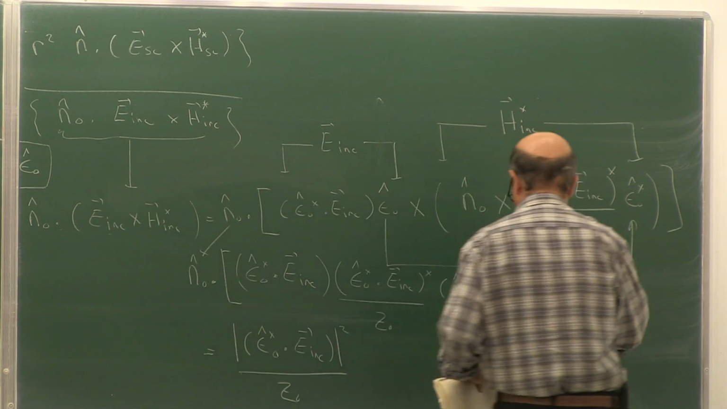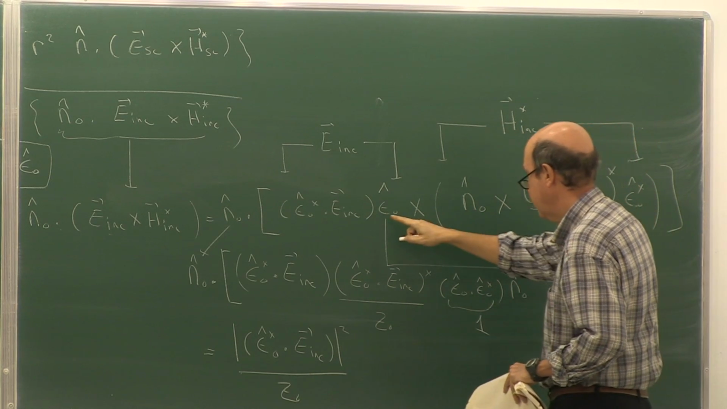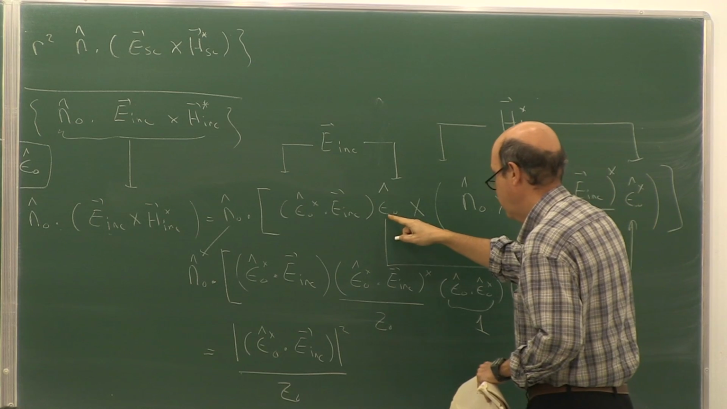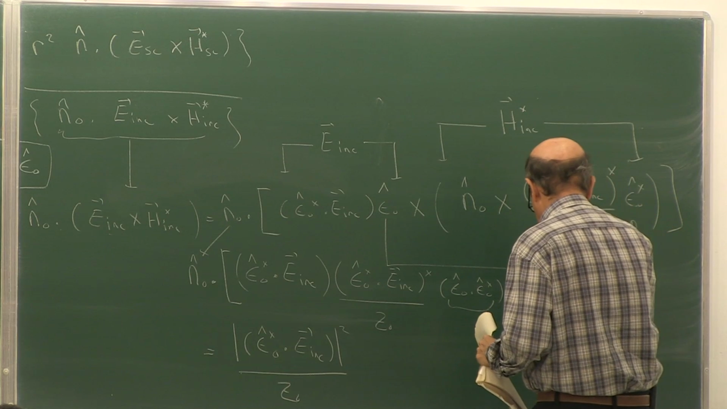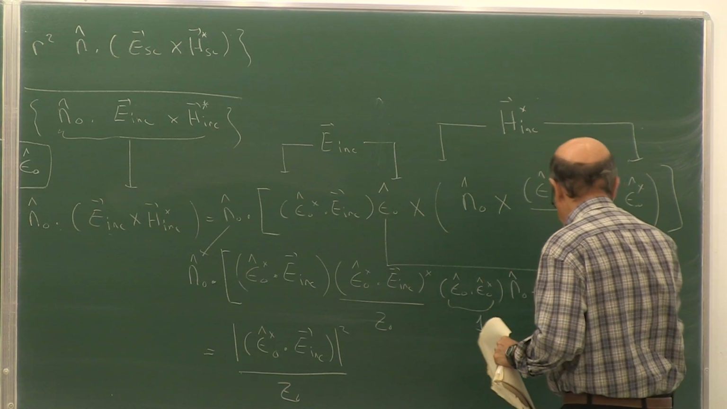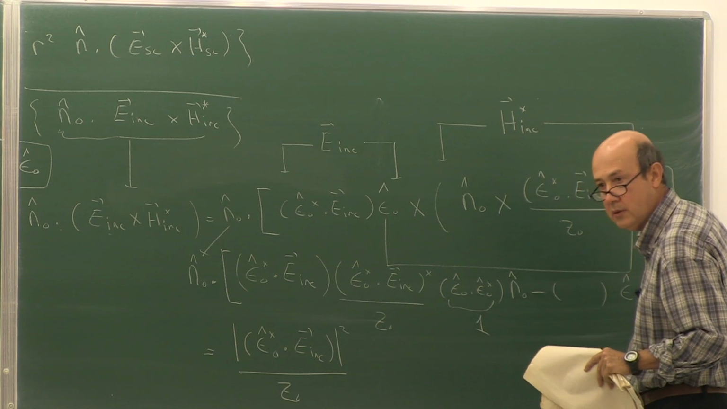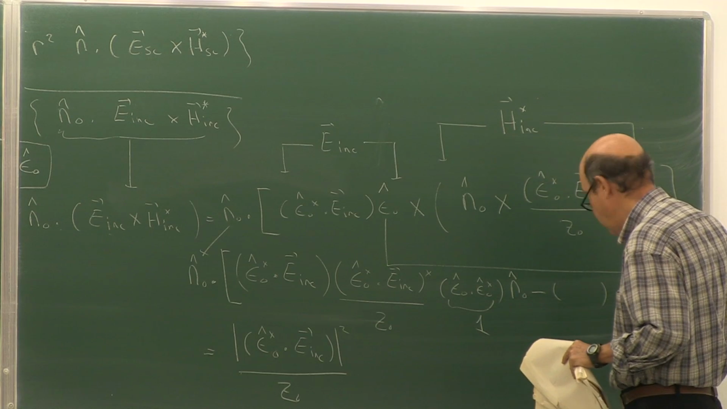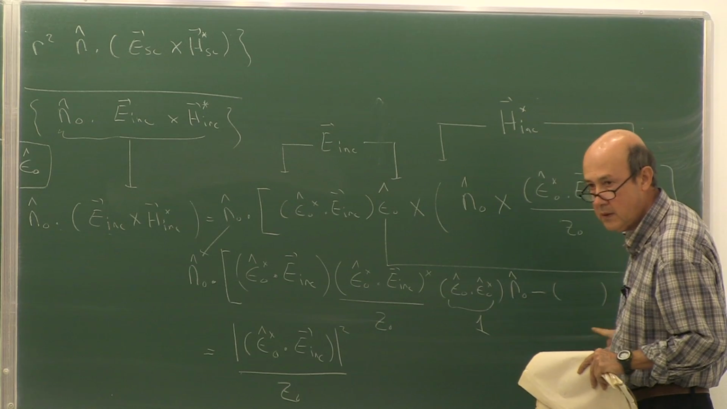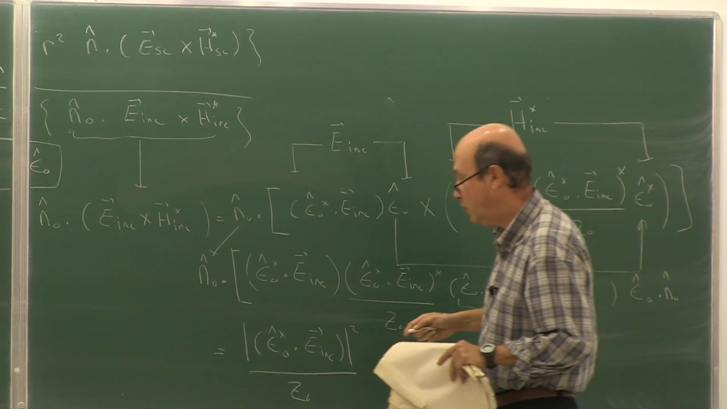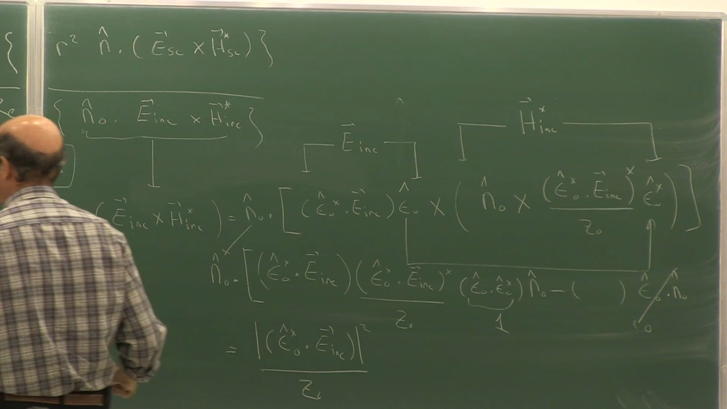And if you look at the other term here, if you call these A, B, and C, that is nothing but A dot C along B. And if you look at the other term, you have something there, but you have epsilon 0 dot N0. What is epsilon 0 dot N0? It is 0, because this is the polarization of the incident wave, and this is the propagation direction of the incident wave. Polarization and propagation are orthogonal to each other, and this term will be 0.